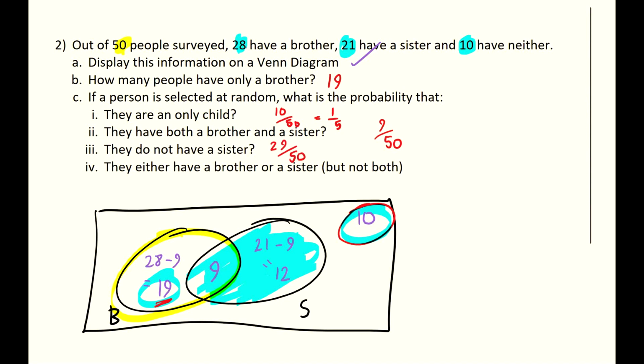And they have either a brother or a sister, but not both. In this case, I want these 12 and these 19, but not those people in the overlap. So 19 plus 12 gives you 31. So it will be 31 out of 50.